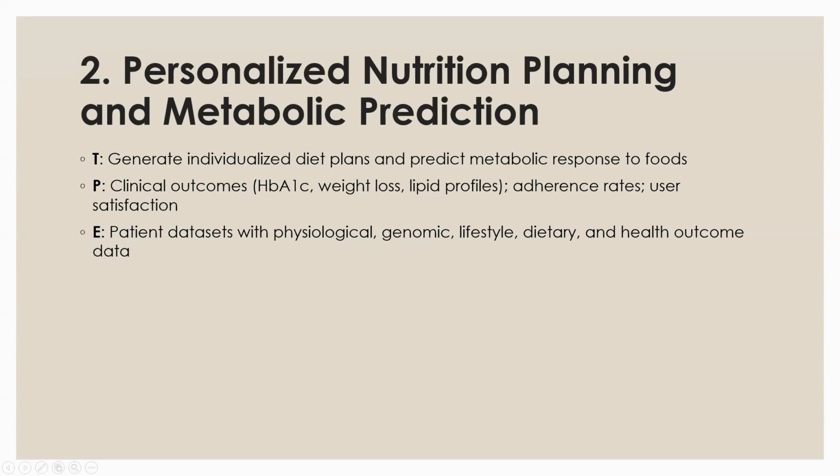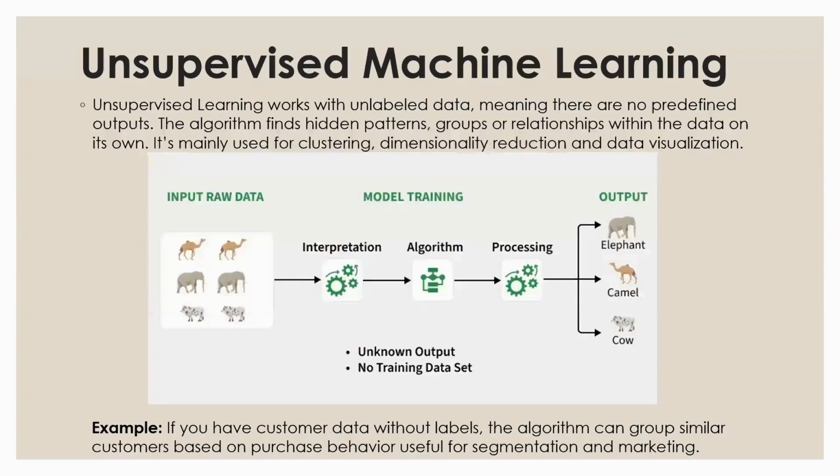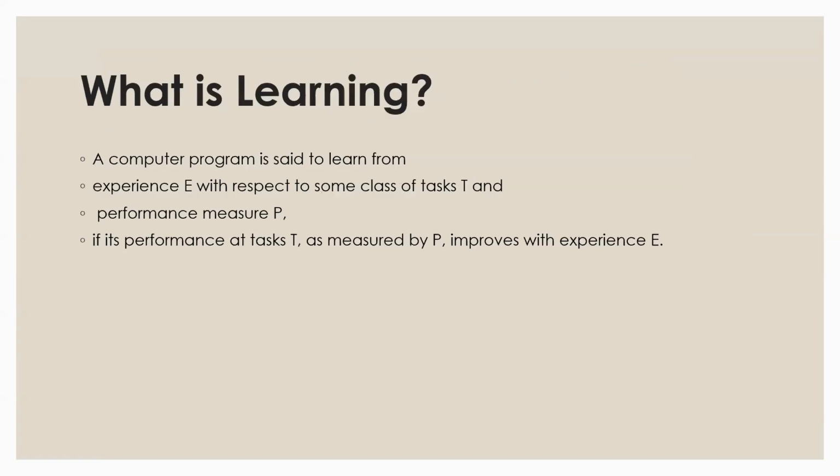Then, Ma'am, what is TP and E? Can you just tell me? Yeah, TP and E, sure. So let me go to the first slide. So E is the experience, T is a class of tasks, and P is a performance measure.